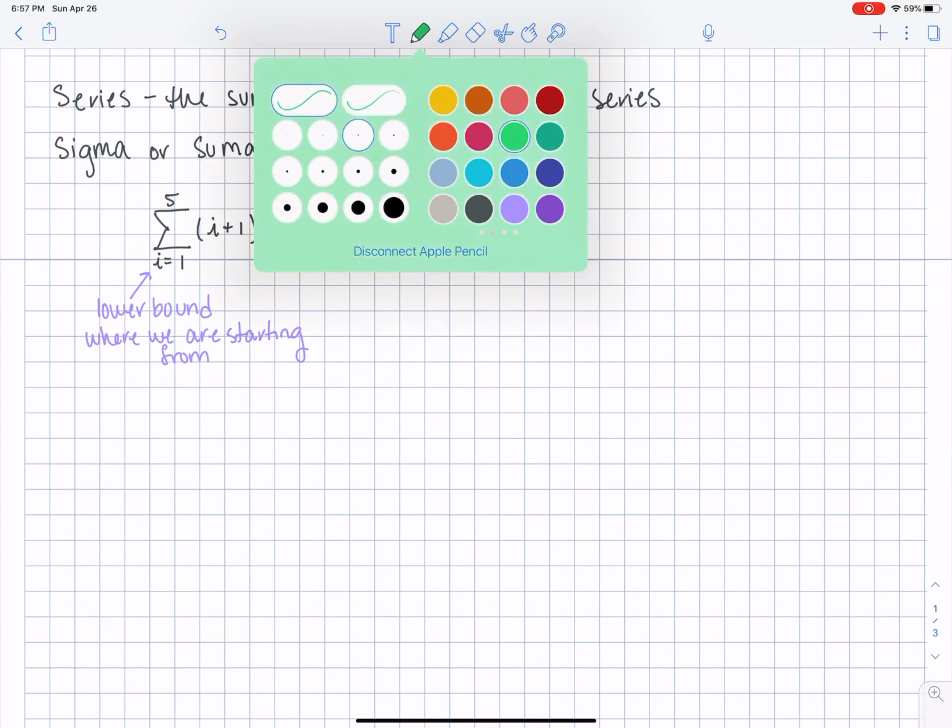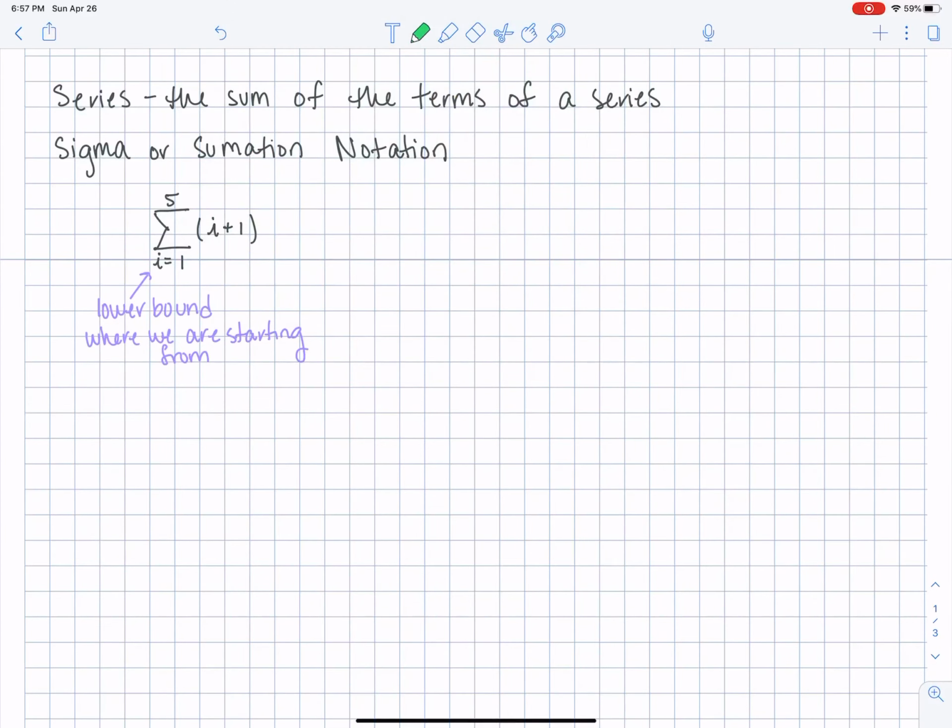And then we also have our upper bound. So this 5 is our upper bound, and this is where we're going to. So we're going from the first term to the fifth term. Now, of course, we also have this rule in here, and I'm going to highlight our rule. That's the rule that we're using for the series.